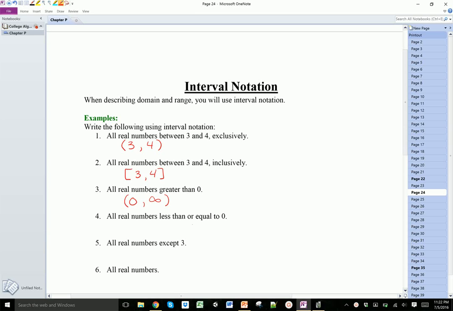All real numbers less than or equal to 0, that would represent all numbers from negative infinity up to 0, and it does say or equal to, so we will include 0.